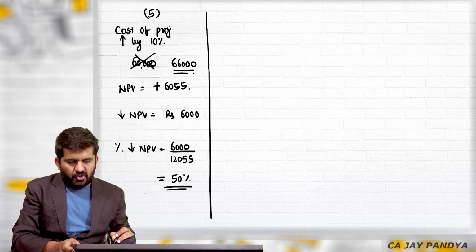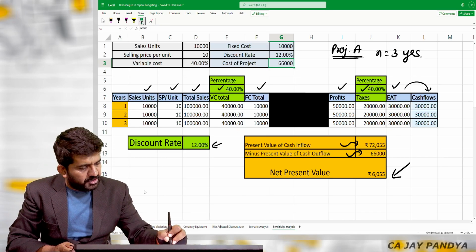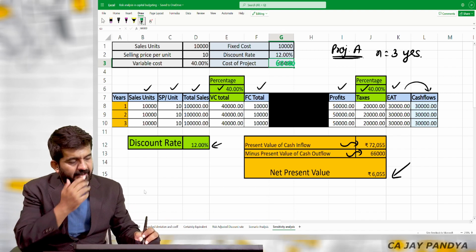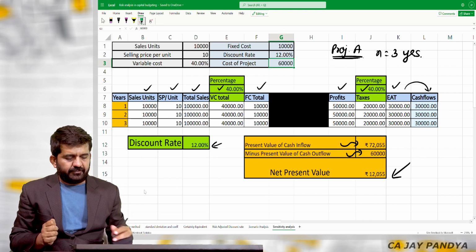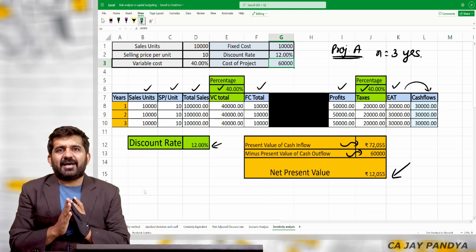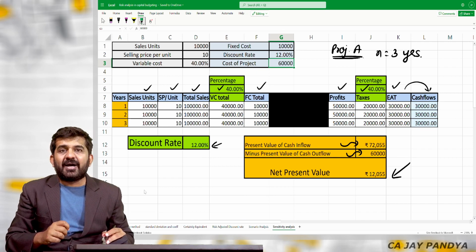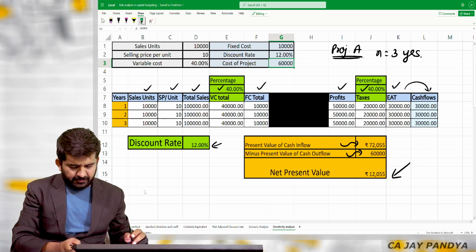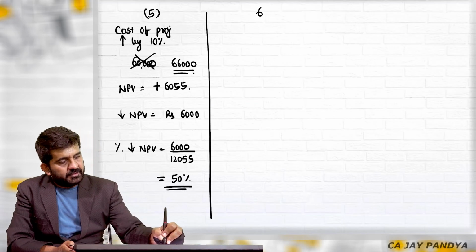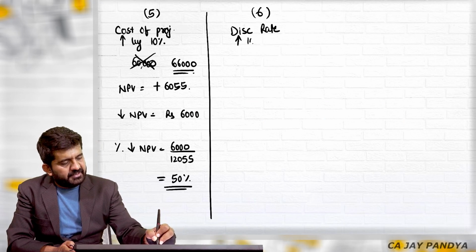If my cost of project is increased by 10%, let me again make everything original. There's 60,000 and my NPV is 12,055. Try to concentrate. I can even go for a discount rate. Sixth and last, if discount rate increases by 10%.